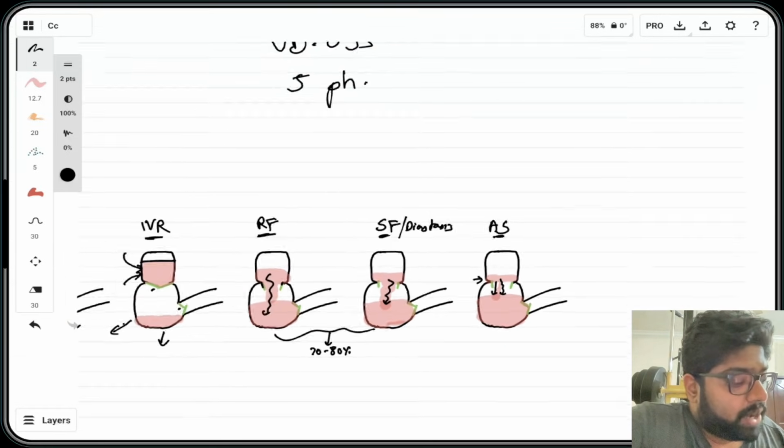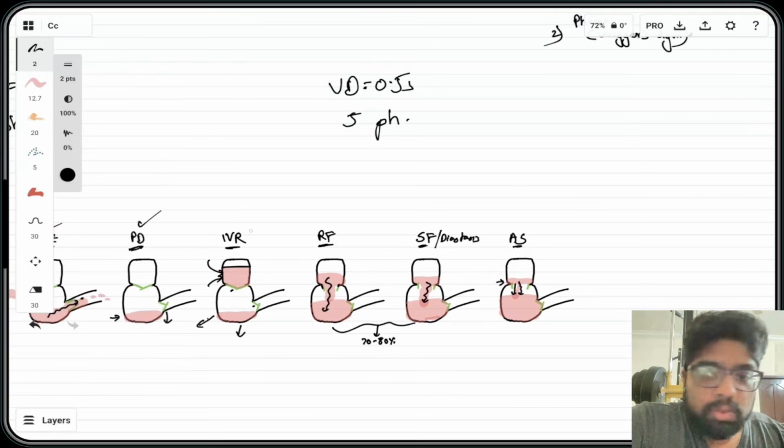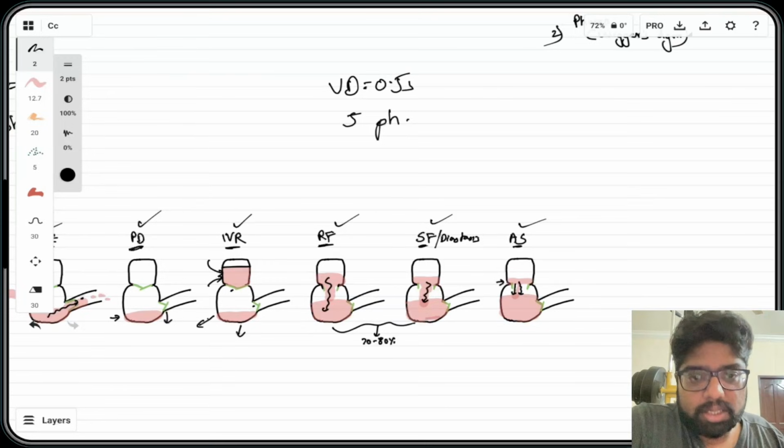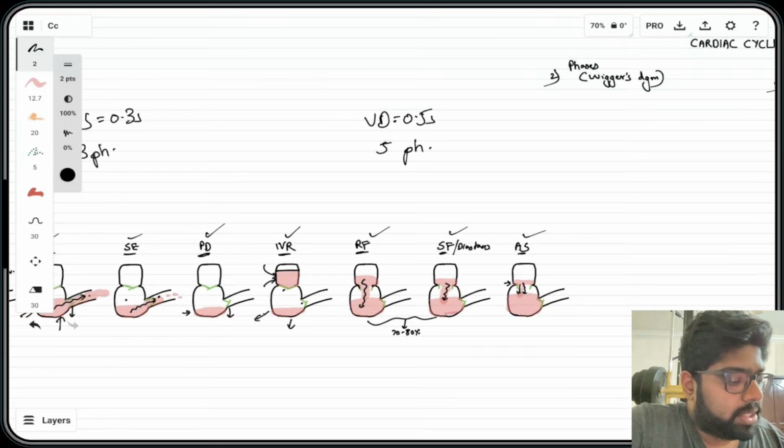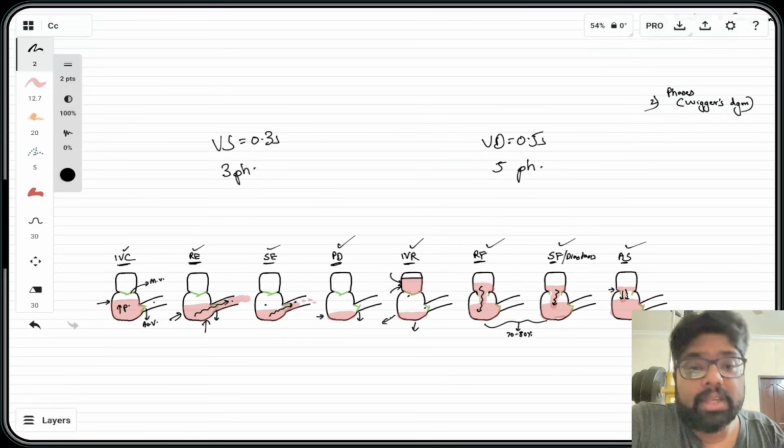So these are the 5 phases of ventricular diastole. You have got protodiastole, isovolemic relaxation, rapid filling phase, slow filling phase, and atrial systole. 5 phases in ventricular diastole and 5 phases in ventricular systole. This makes up the total cardiac cycle.